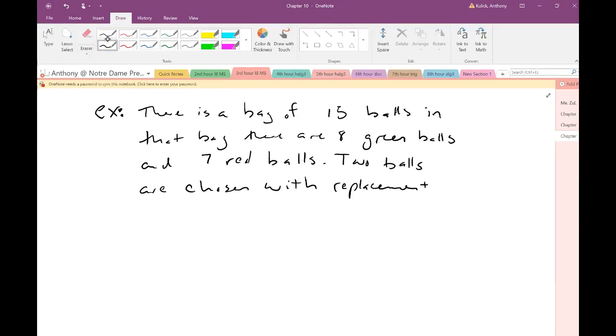So let's say that we have a bag of 15 balls, and inside that bag we have 8 green balls and 7 red balls, and we're going to choose 2 balls from that bag with replacement. So that means after I pick one ball out of there, I drop it back in the bag, we mix it up again, and I draw out a second one.